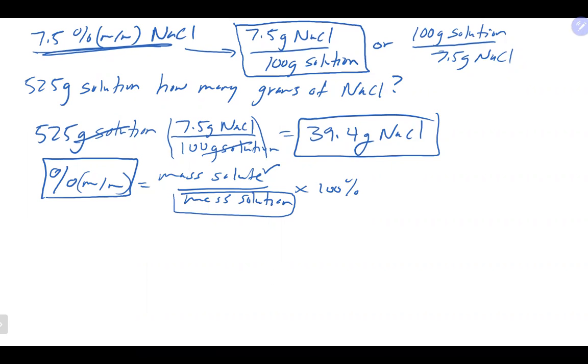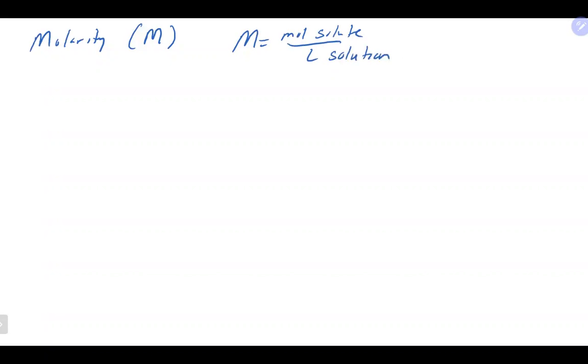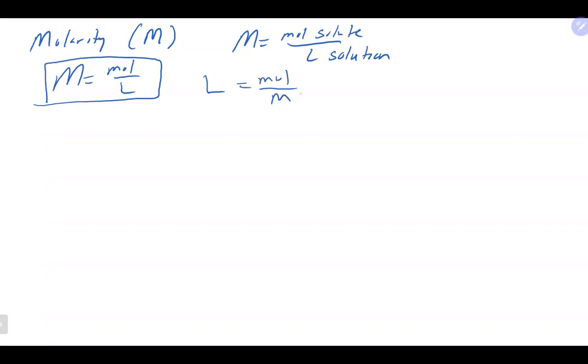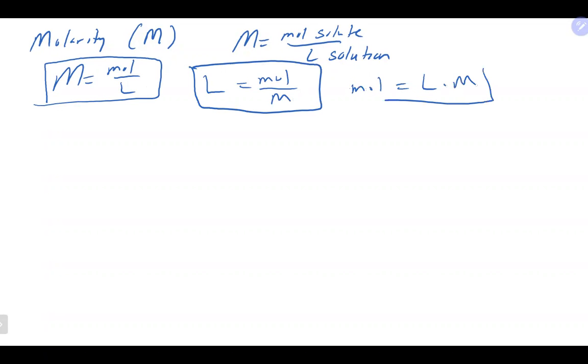Another more common unit of concentration is molarity. Molarity is abbreviated with a capital M, and molarity is moles of solute per liter of solution, although most people just call it moles per liter. You could think of this like a formula that you can rearrange and solve for a bunch of things. Liters would be moles divided by the molarity, and if you wanted moles, it would be liters times the molarity. So there are a few different ways you can rearrange that equation.